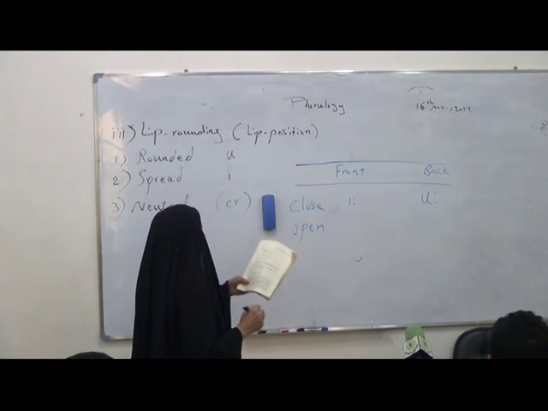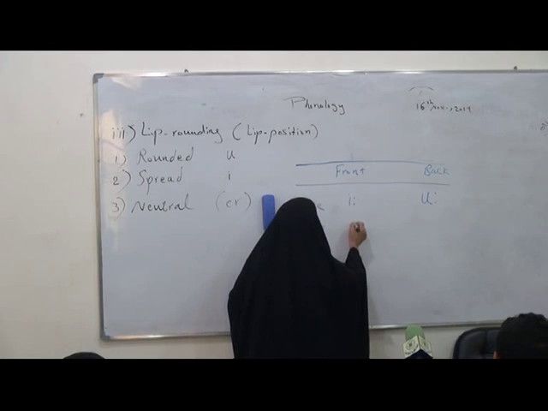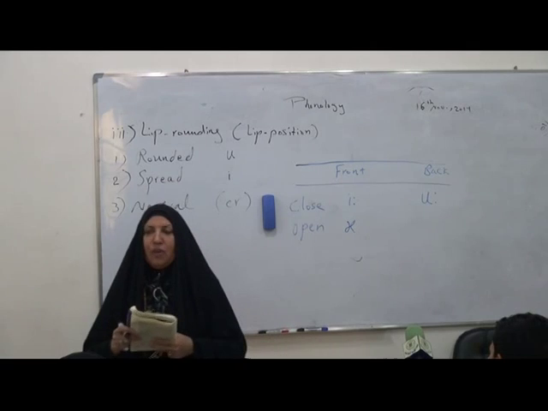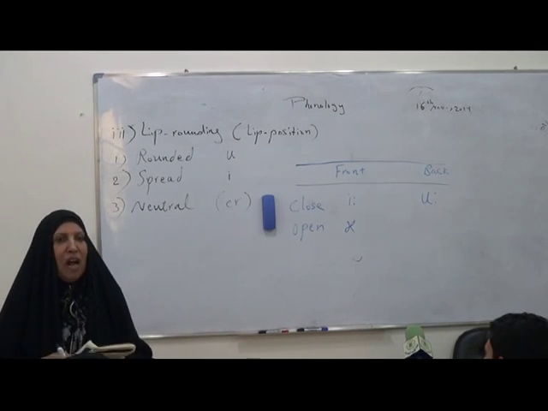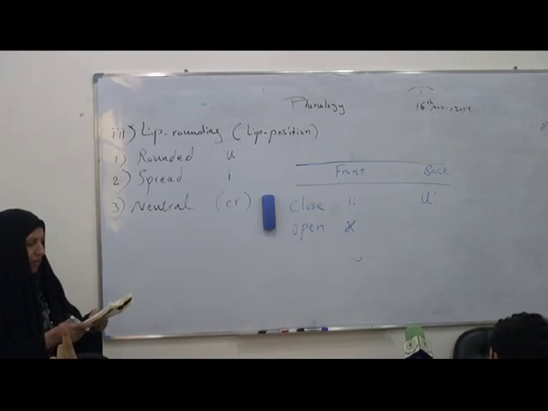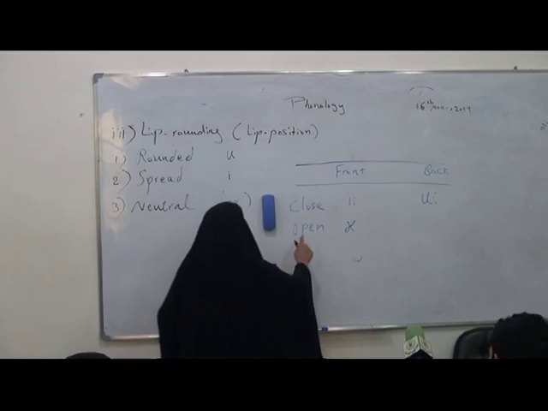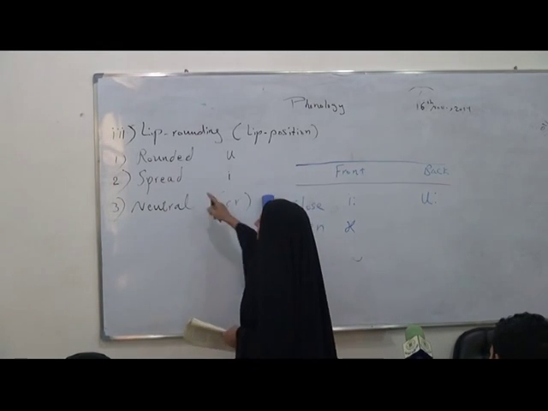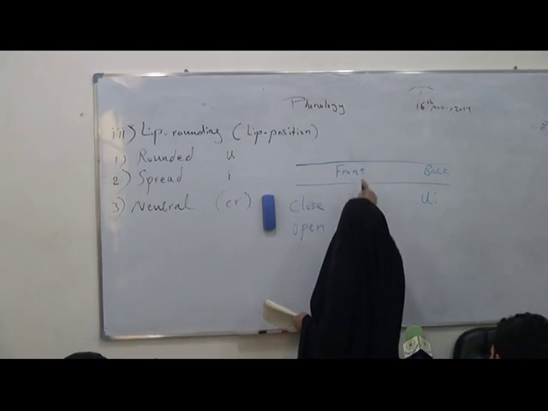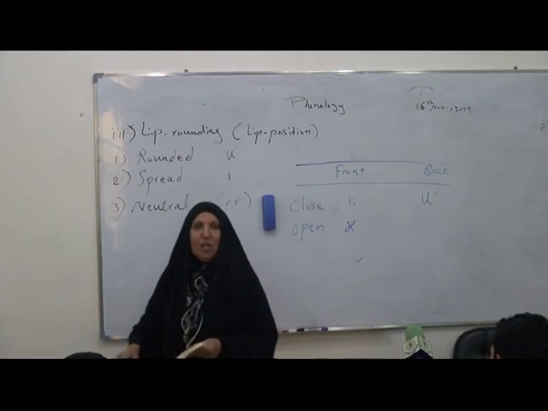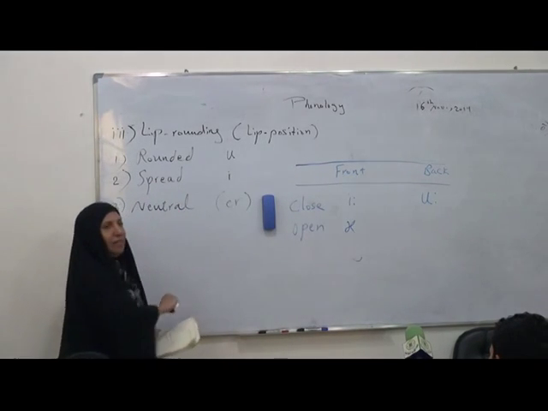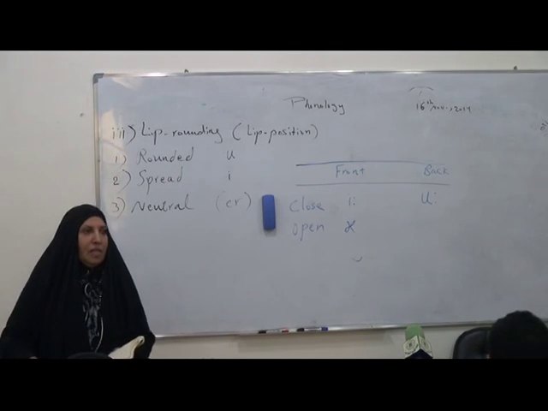Now let's have another example. Now this vowel, A. Who can describe it? Who can describe A? Yes, it is spread, very good. And open and front. So we can say it's open, front, and spread. Okay? So this is A.